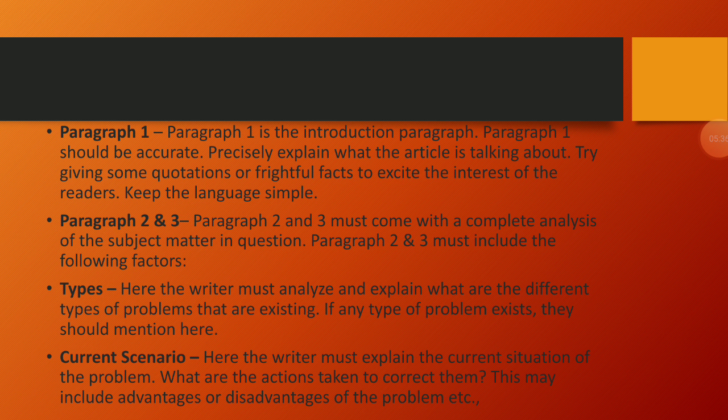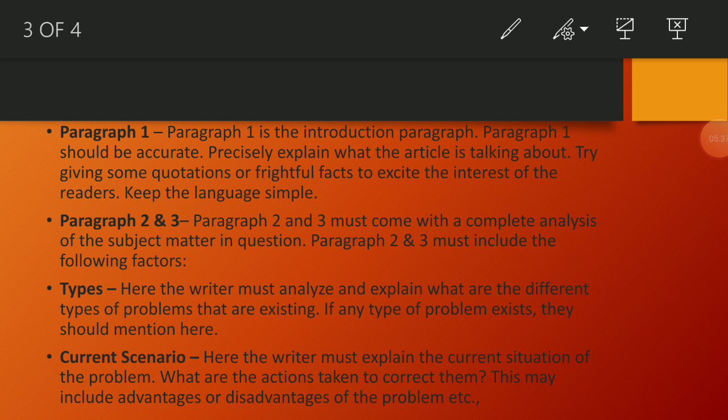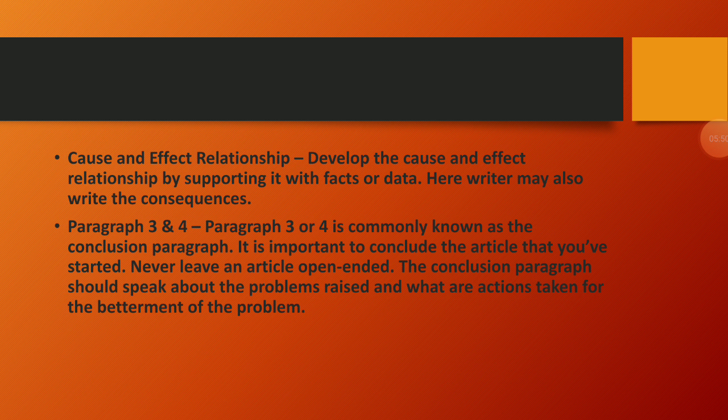All things should be mentioned here. Then the current scenario, that means what is the current present position of such a problem. What is the height of such a problem? So advantages, disadvantages, everything should be mentioned over here. Next, you have cause and effect relationship. That means what can be the probable cause for such a problem to arise and the necessary effect of such a problem.